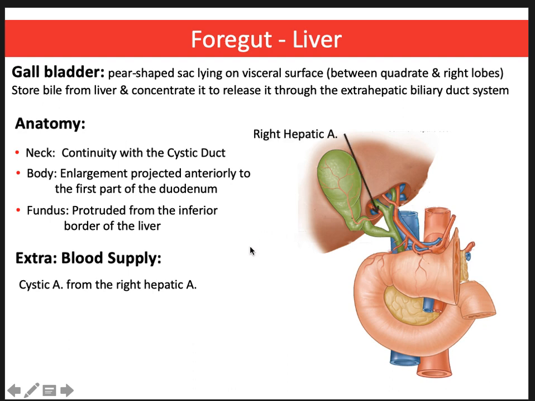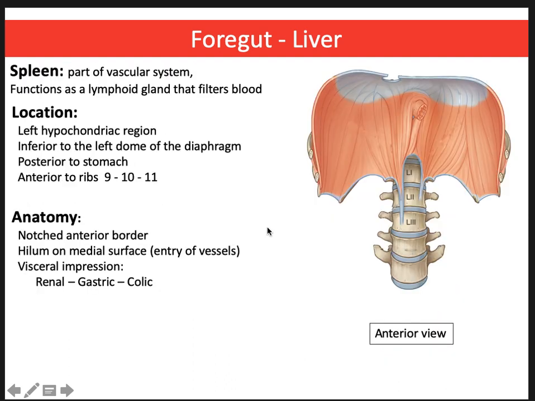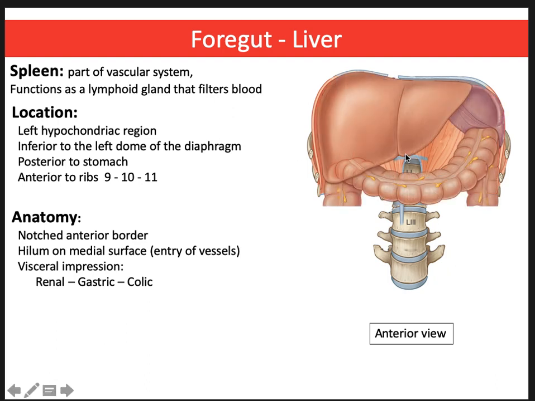That's it. Hepatic artery, right, and cystic artery. Good, perfect. I think this is the last organ that we wanted to describe today, which is the spleen. So the spleen is part of the vascular system, but it also has a lymphatic role, right? It's there to filter blood.